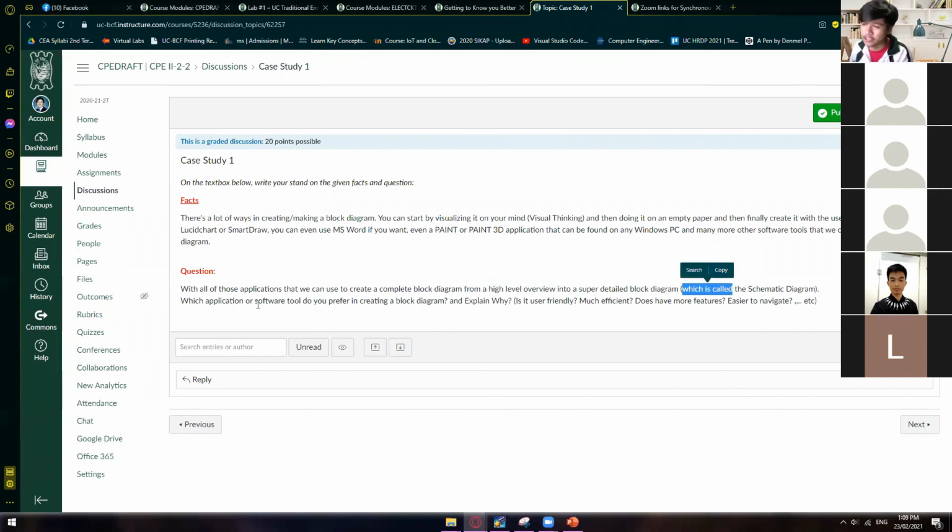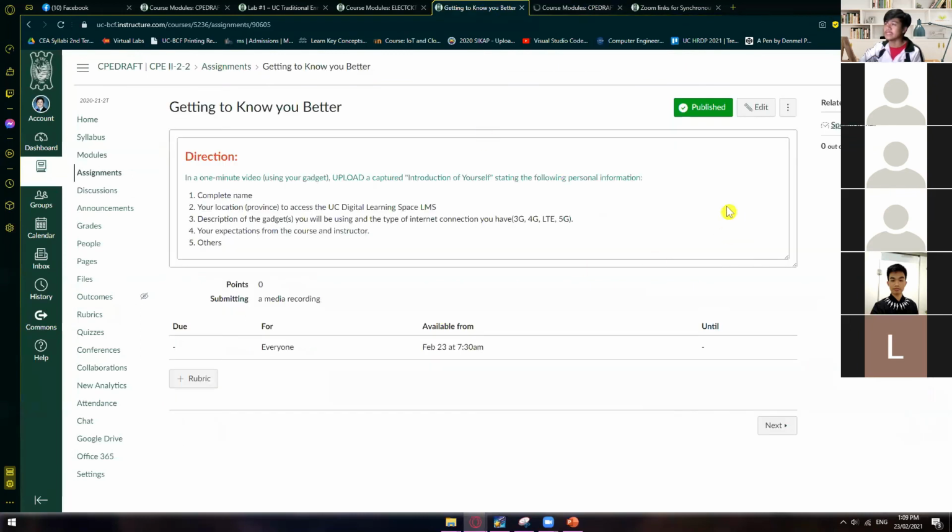So which application or software tool do you prefer in creating a block diagram? Then explain why. Here are some criteria that you need to consider on why you chose this application or tool over another. I would like you guys to give your thoughts, your opinion, regarding which application you prefer in creating a block diagram. All right, so that's it for Module 1.